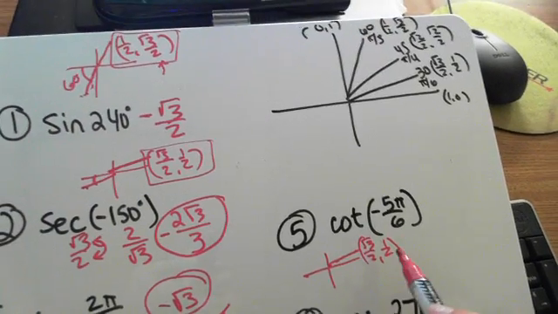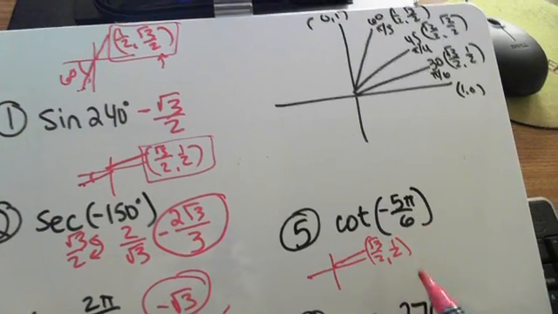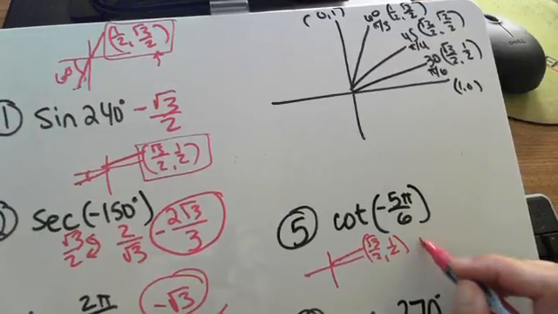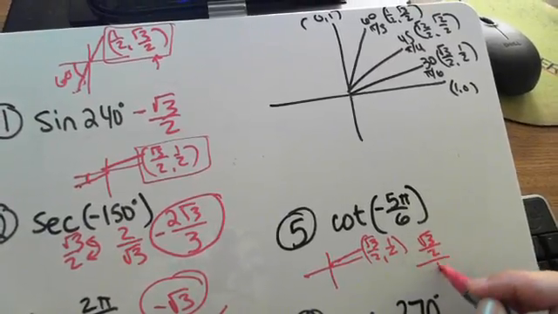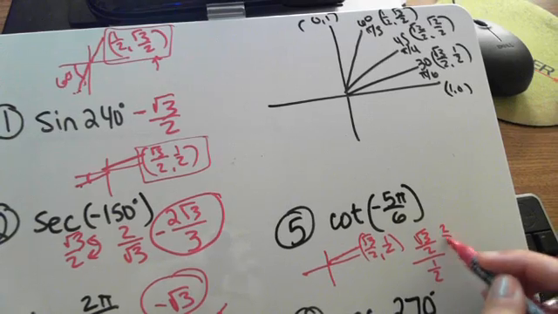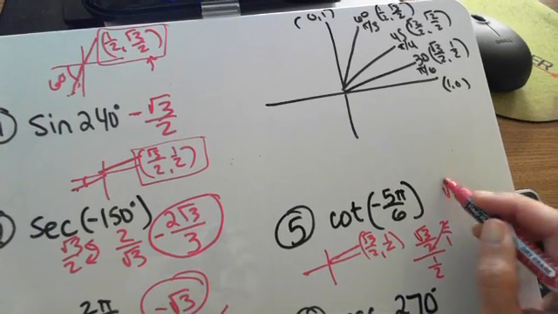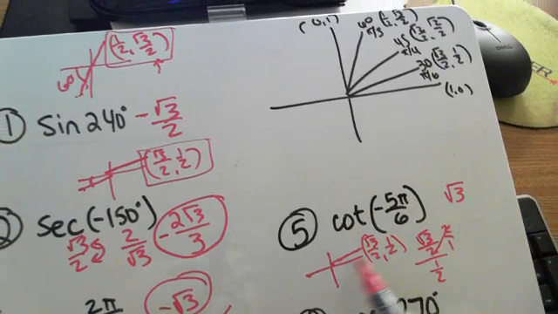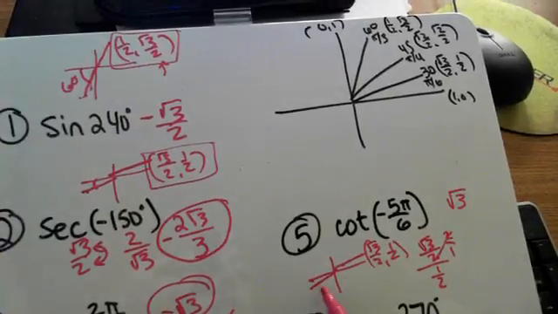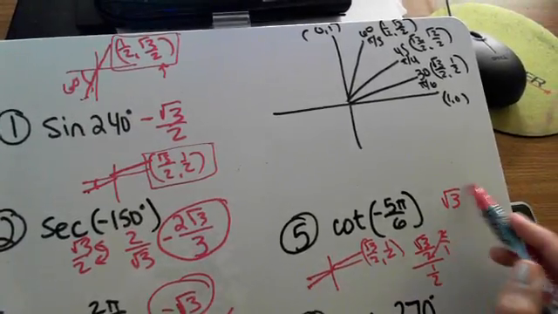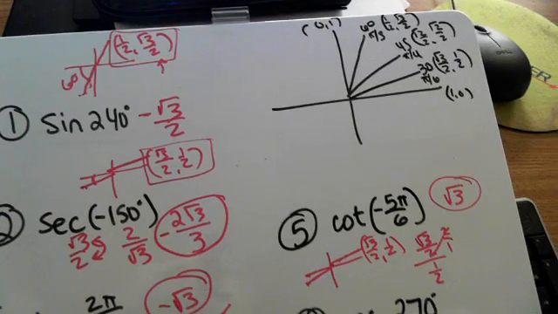So now we want cotangent of negative 5 pi over 6. Cotangent is x over y. So radical 3 over 2 divided by 1/2. We just did this. So 2 over 1, the 2's cancel. We get radical 3. Negative 5 pi over 6 falls in my third quadrant. So tangent in the third quadrant is positive. That means cotangent in the third quadrant is positive as well.